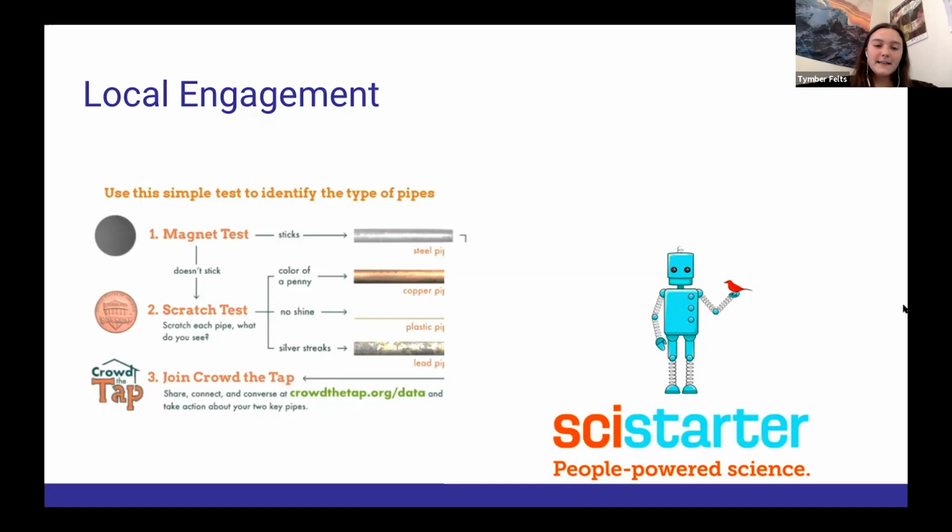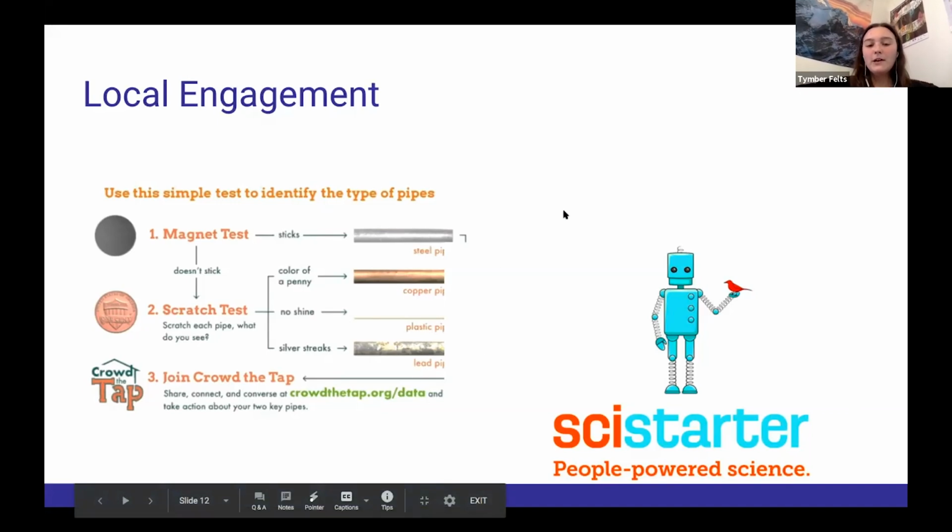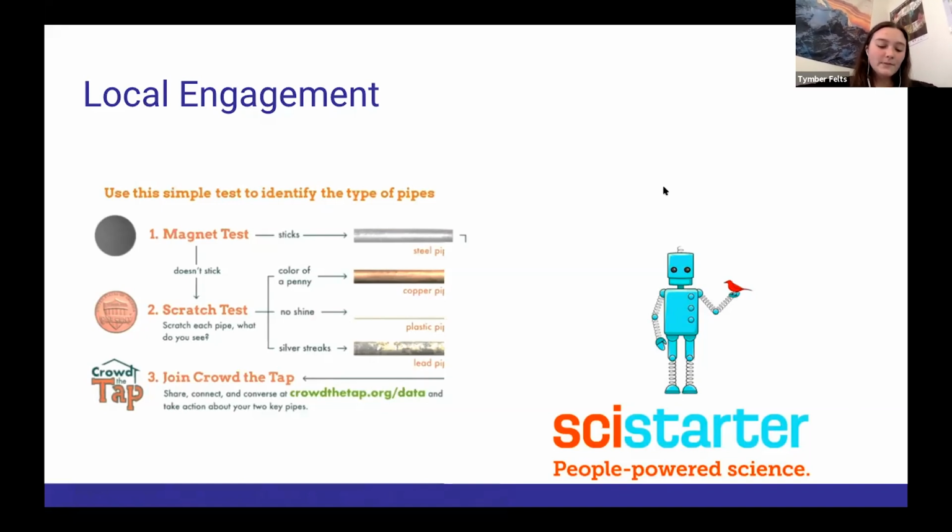So you can see the kit that is handed out, and it shows people how to determine what their pipes are made out of. And also, if you go to the website, it can help people figure out where to find these pipes. I also wanted to talk about SciStarter because it's such an important tool for citizen science, and also because that's where Crowd the Tap data is entered.